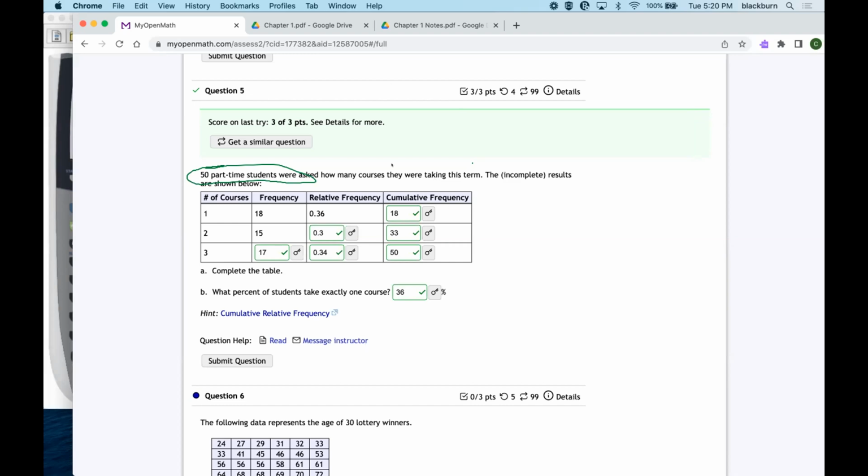How did I get the 17 is the question. So I got the 17 because I know that there's 50 total. That's going to make my cumulative frequency in the lower right corner equal that number. So it's going to equal the 50. So basically, from there, I have to do 50 minus 33 is 17. So that means there's got to be 17 people that are taking 3 courses, because 33 plus 17 equals 50. Does that answer the question, Estelle?